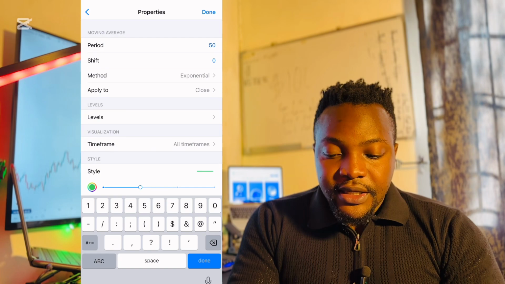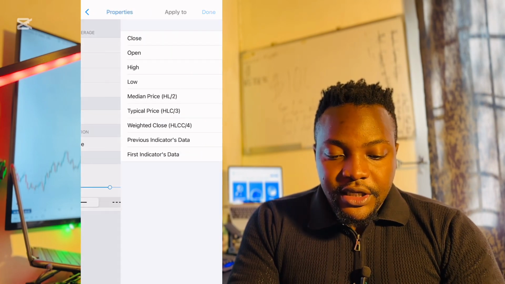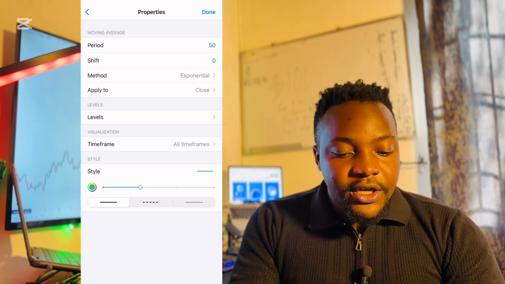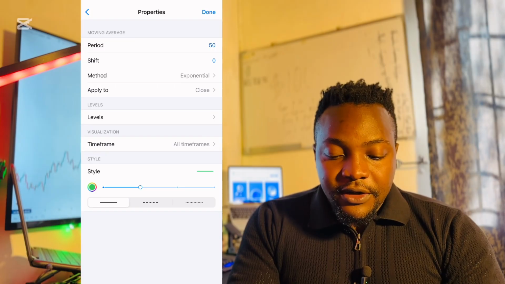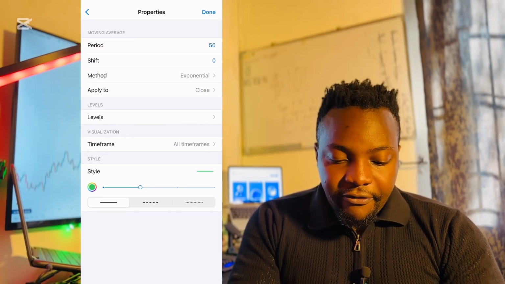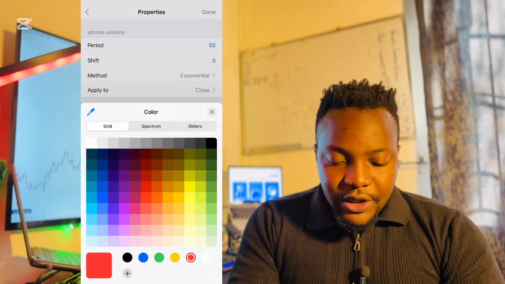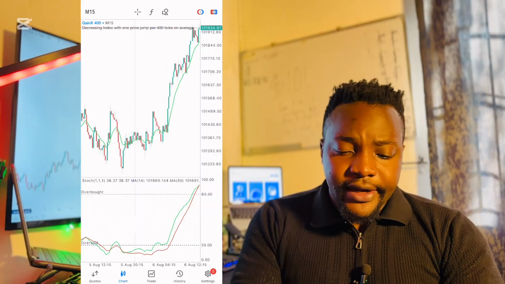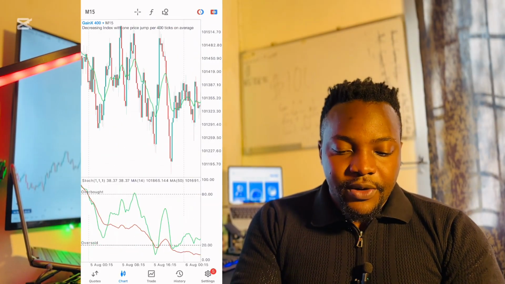The shift will remain as 0, the method as exponential, apply to close, no levels once again. And then on time frames, allow it to put on all time frames. Then on the style, I'm going to change the style to red. Okay, and then click done. And as you can see down below, we now have a red line as well added on to our charts.